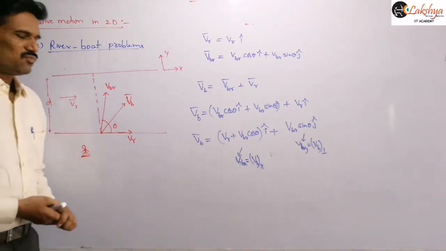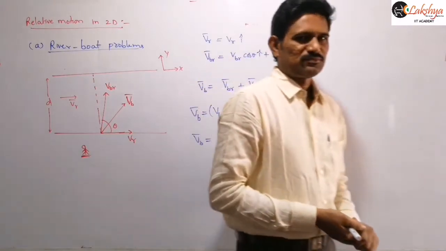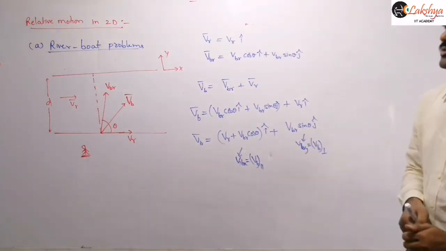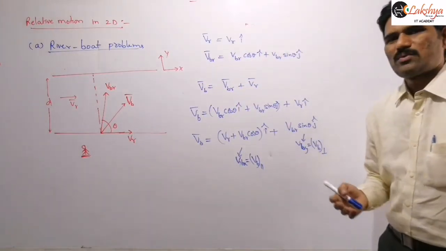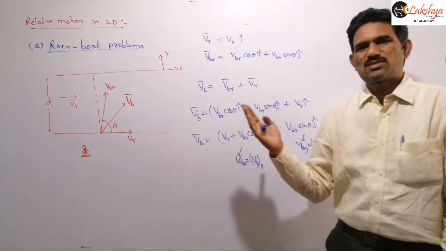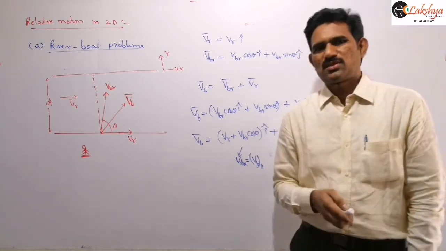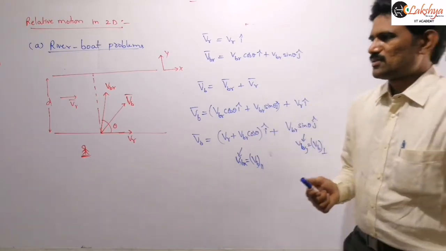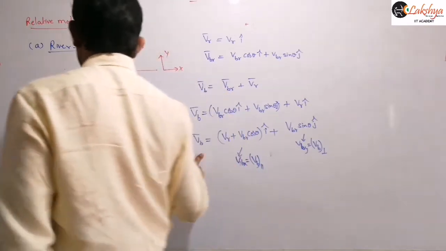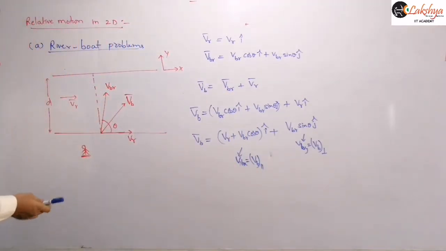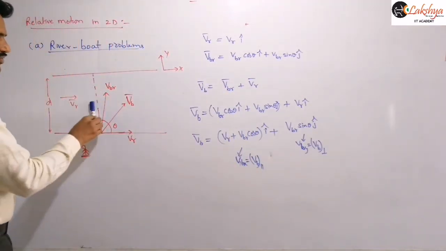And now from here we can do some calculations, right? Suppose I ask how much time the boat will take to cross the river. For this, we can write this as the velocity of the boat, and for this velocity of the boat we take the x component and the y component.